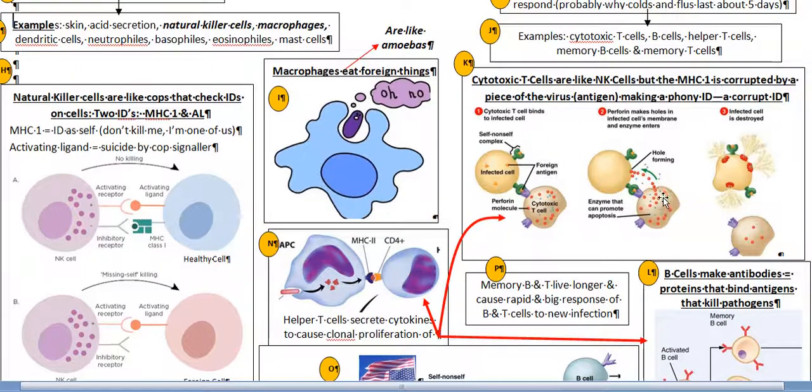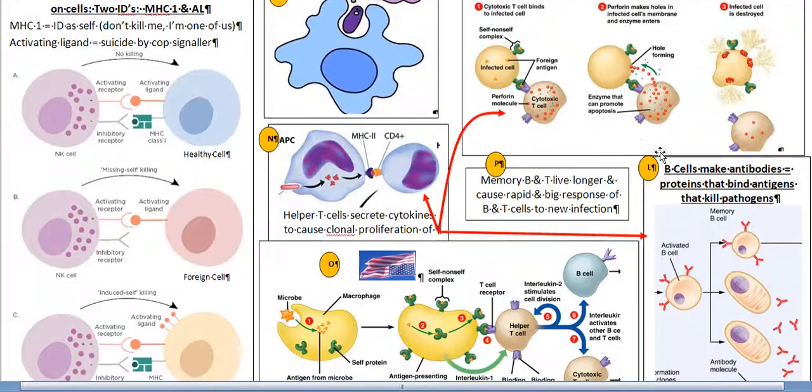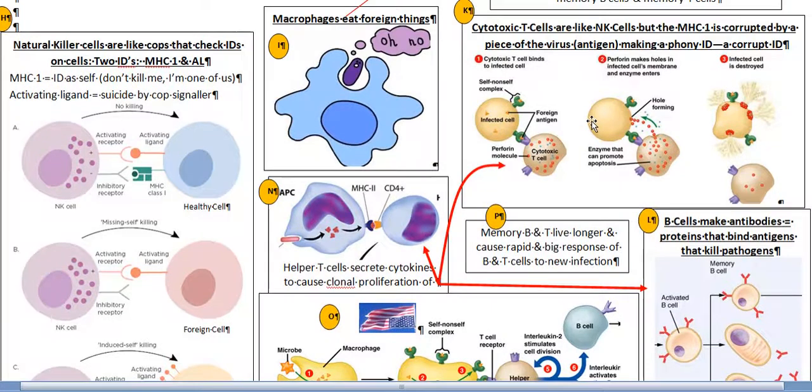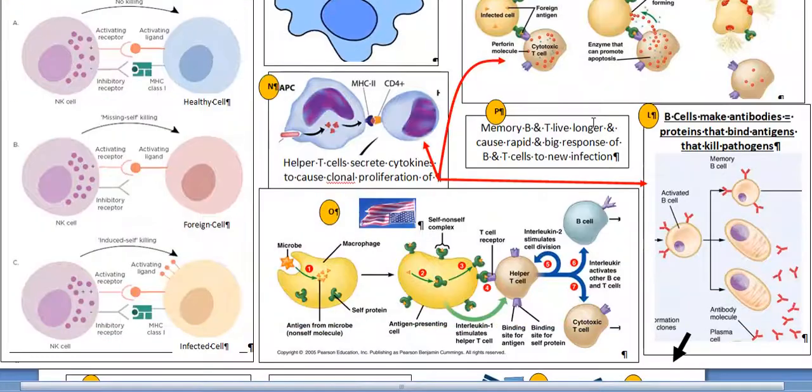And it sends these molecules called perforins, right? They make little pores, it shoots little holes in it, and then the cell bursts and dies. It kills it. It's like a little machine gun. Well, maybe not like a machine gun, but you get the idea.